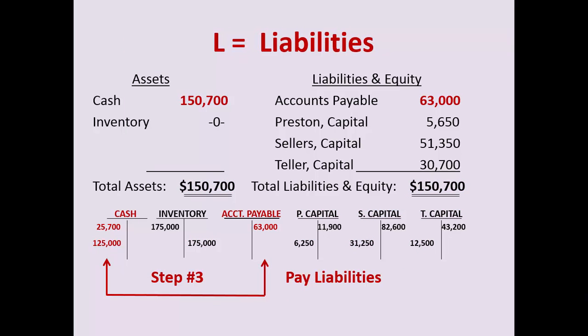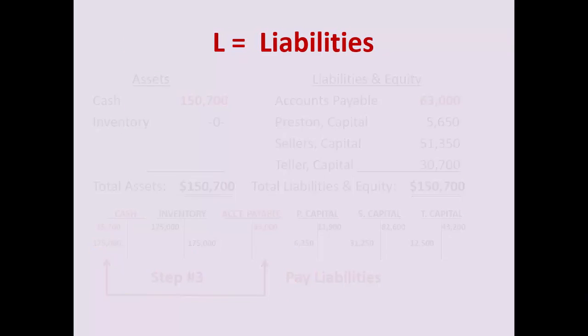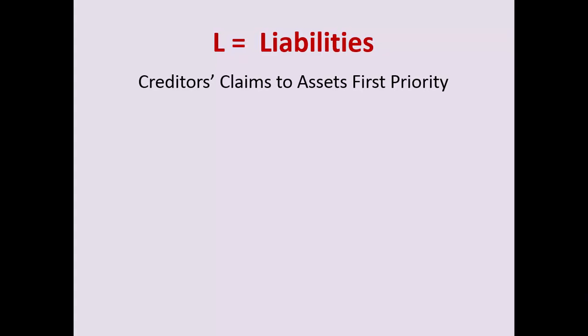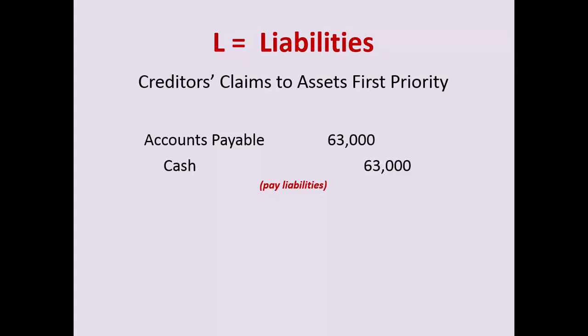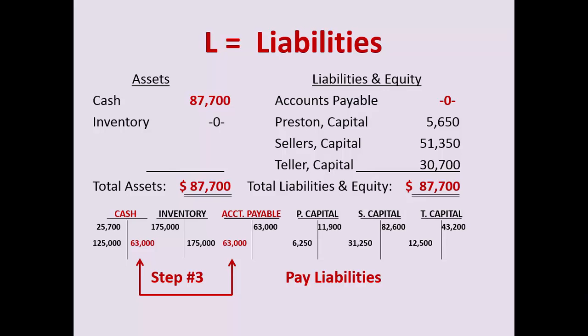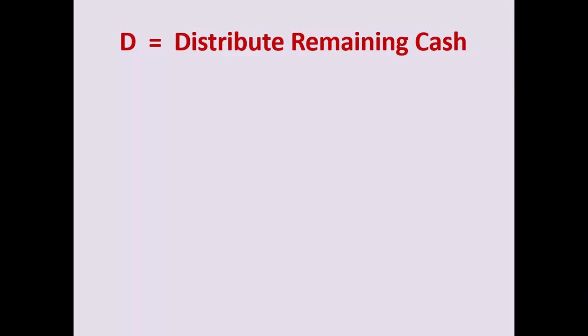Step three, pay your liabilities. Creditors must be paid first. Post to the ledger after you've paid your liabilities. And notice what remains. All you have is cash asset. You don't have any more liabilities, so your assets equal your equity. So now your partners can take their remaining capital balances.